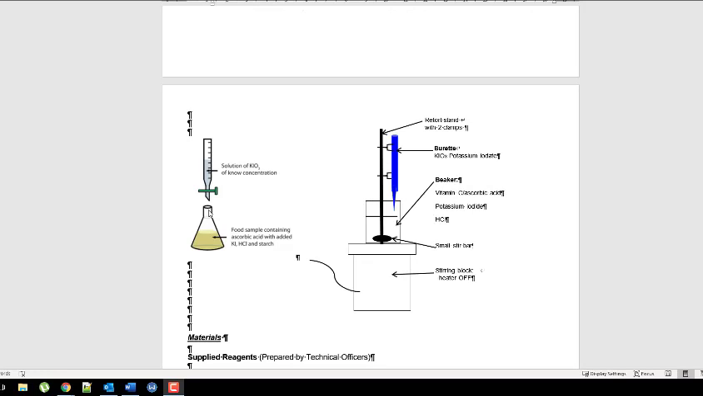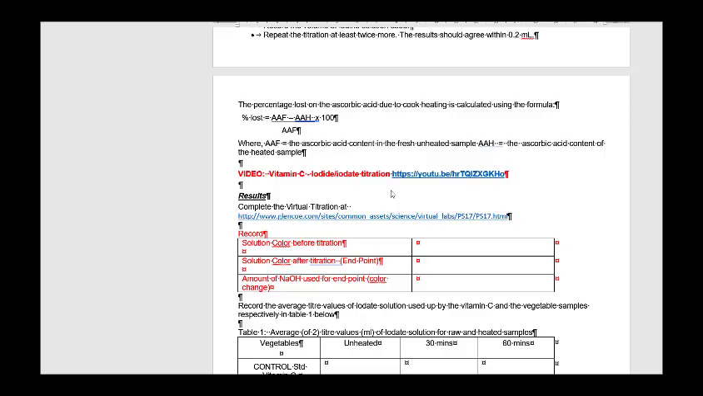Okay, here's the setup of the experiment. You've got our burette containing potassium iodate, and we've got our sample. So we'll be testing either the control sample, pure vitamin C, or one of the fruit juices or one of the vegetable juices. Right, so we're going to have a quick look at this video. It shows the titration process for determining vitamin C in a sample.